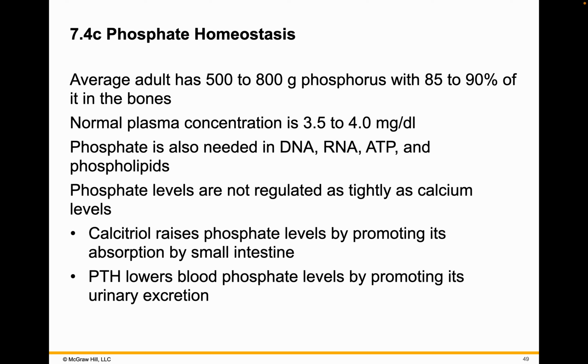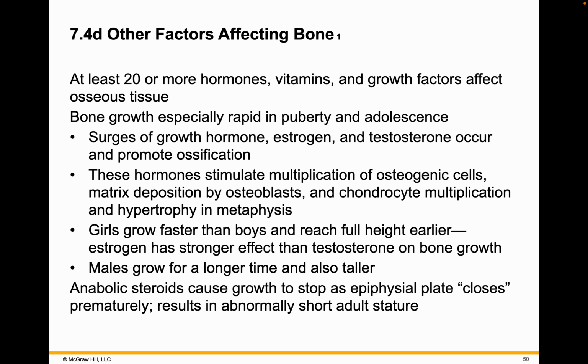The average adult has 500 to 800 grams of phosphorus, with 85 to 90% of that in the bone. Normal plasma concentration of phosphorus is 3.5 to 4 milligrams per deciliter. We also need phosphate for DNA, RNA, ATP, and phospholipids. Phosphate levels are not as tightly regulated as calcium levels. Calcitriol does raise phosphate levels by promoting its absorption by the small intestine, and parathyroid hormone lowers blood phosphate levels, promoting its excretion within the urine.